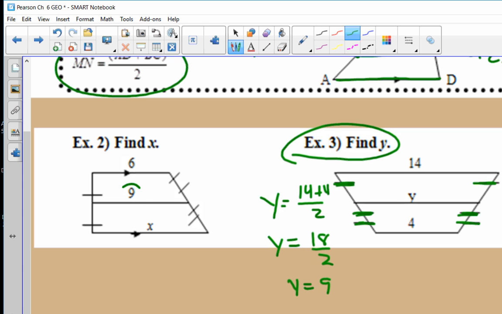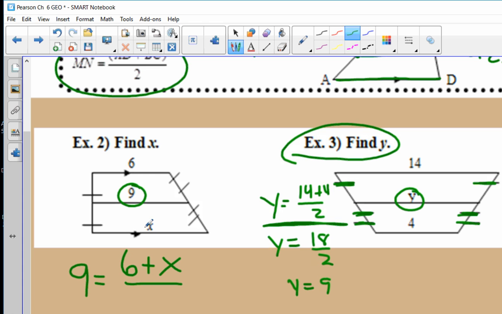They're giving me the mid segment. Now over here, Y was the mid segment, and I set it up taking that formula that we had. But now they're giving me the mid segment. They're only giving me one of the bases, and I still got to divide it by 2.